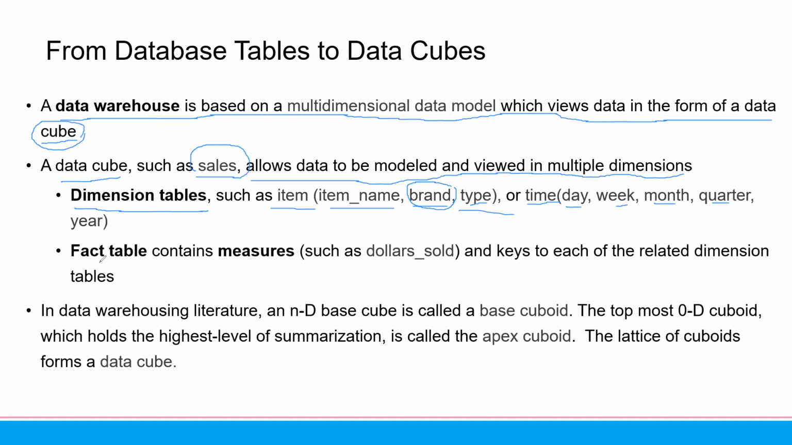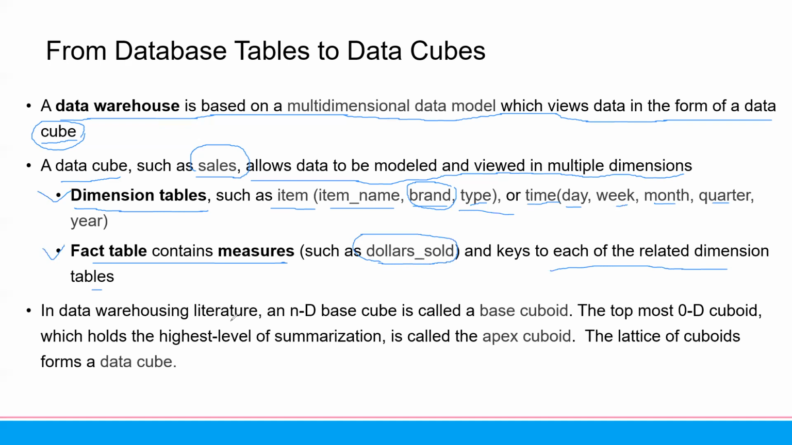We have the fact table. Okay. The fact table contains measures. So, for example, how many dollars you get once you finish your sales. And the key to each of the related dimension tables. Okay, so there are 2 dimension tables and the fact table.